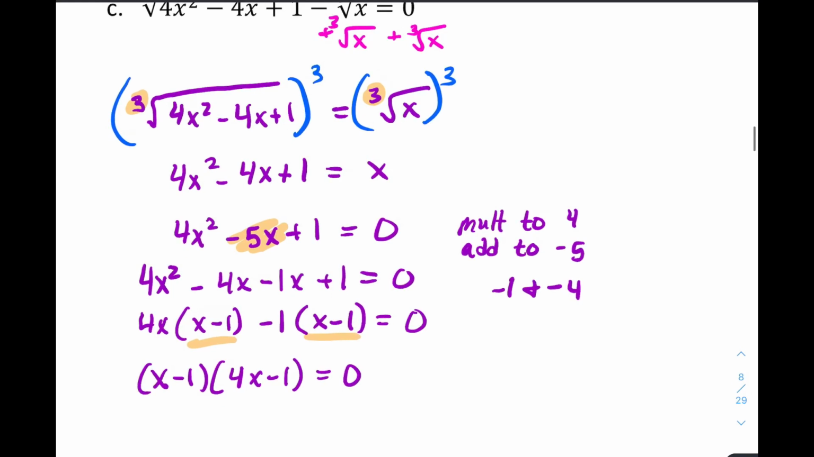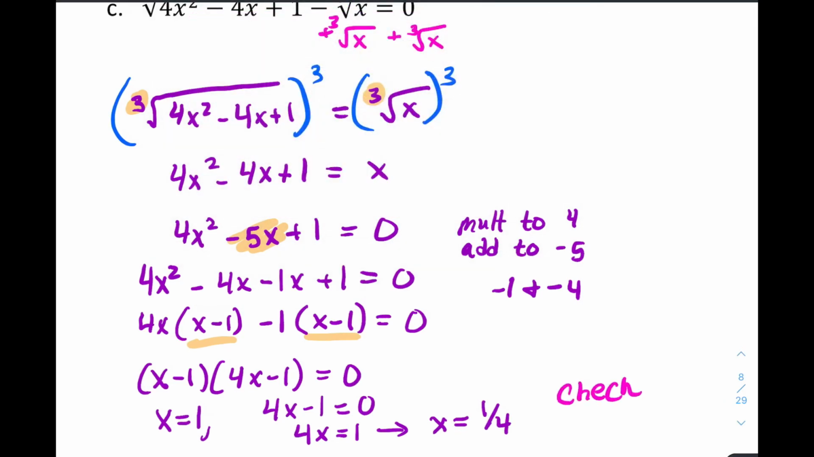Okay, so it's factored. I can set each factor equal to 0, get x equals 1. The other one, let me write it out, it's a little bit more complicated. You'll end up with x equals 1/4. You do need to check those, but I'm just going to tell you, hey, they both work, guys, instead of making you do it.